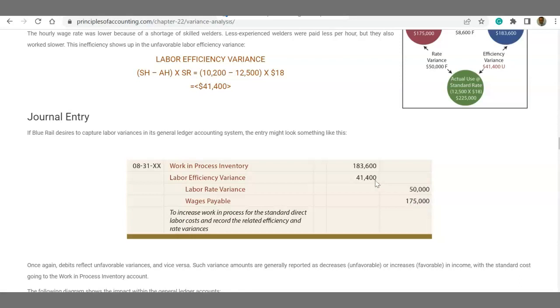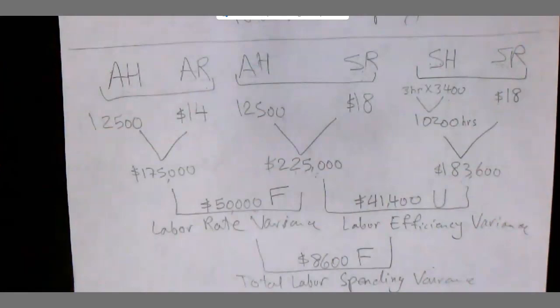So we are exactly paying 175,000, while the standard was 183,600. Those numbers were on my paper, which is here. We are actually spending $175,000, that's what the wage payable is. But we put 183,600 into work in process, debiting work in process to recognize direct labor cost at standard. Because these two numbers are not equal, we have to debit labor efficiency variance for 41,400, and we have to credit labor rate variance for $50,000 because it's a favorable outcome.